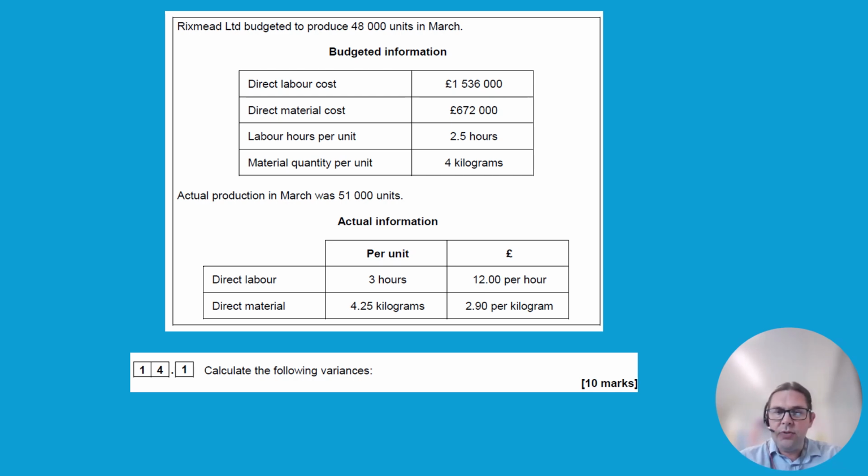So firstly, we're going to look through the variance calculations, which is 10 marks. So if we go, 14.1 was calculate the following variances. I've not clipped the whole question, but it was to calculate material price, material usage, labour rate, and labour efficiency. And so what we've got to be looking at here, let's get my highlighter on, is what these different variances mean. So material price is how much we pay per kilogram.